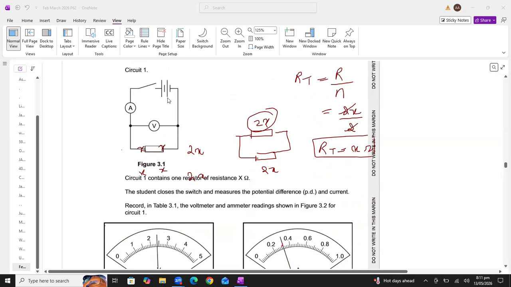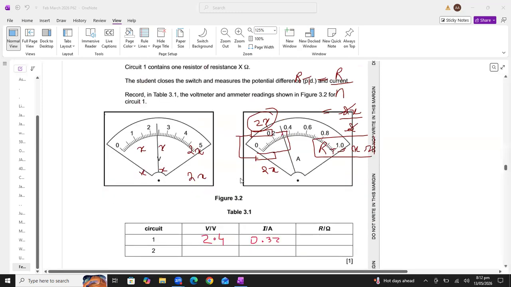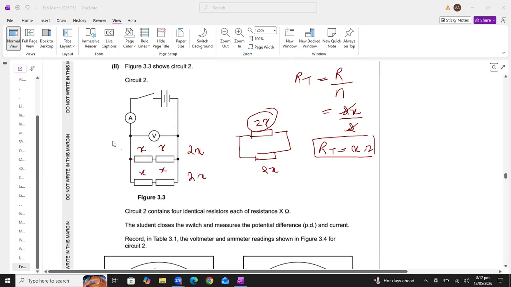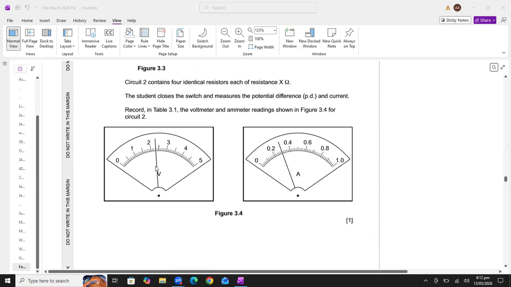Are you understanding this, students? When only one resistor was connected in circuit 1, its resistance is X ohm. Now we are connecting 4 resistors instead of 1, and the combination of 4 resistors also gives us a resistance of X ohm. So the resistance will be the same. Now you can see the ammeter and voltmeter readings are given. This is the voltmeter, which will measure the potential difference across a combination of 2 resistors. And this is the ammeter.